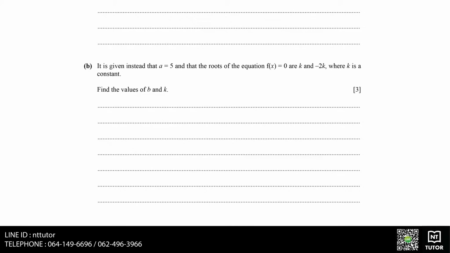B. It is given instead that a equals 5 and that the roots of the equation f(x) = 0 are k and minus 2k, where k is a constant. Find the values of b and k.